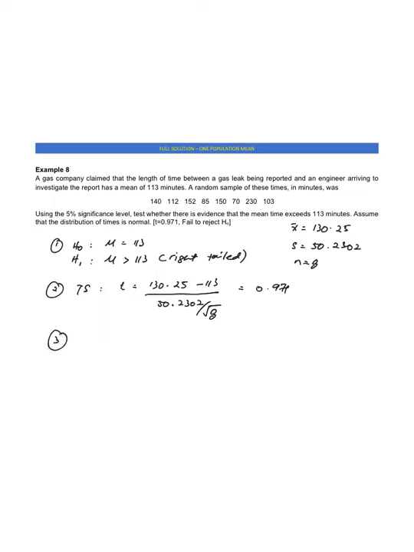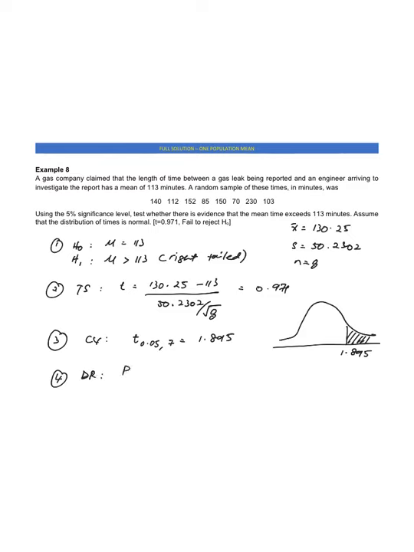Okay, the third step, find the critical value. Our critical value is based on the T distribution. So T alpha is 0.05 and n minus 1, 8 minus 1, is equivalent to 7. Based on the table, the value is 1.895. So if we draw it, it is on the right side, 1.895. Then we make the decision rule.